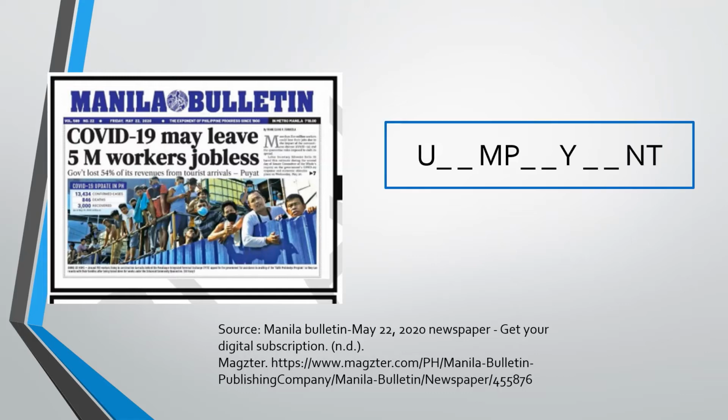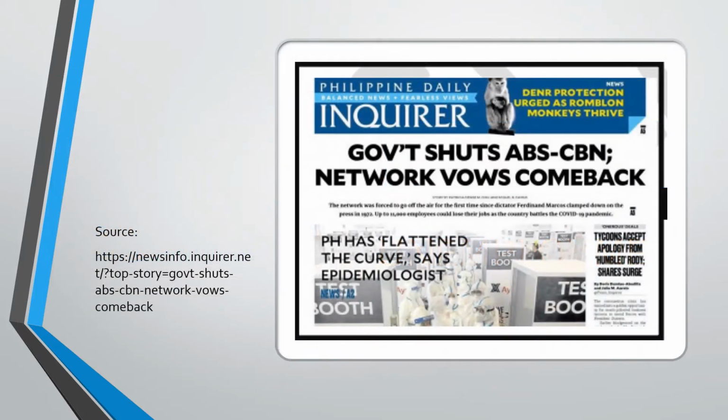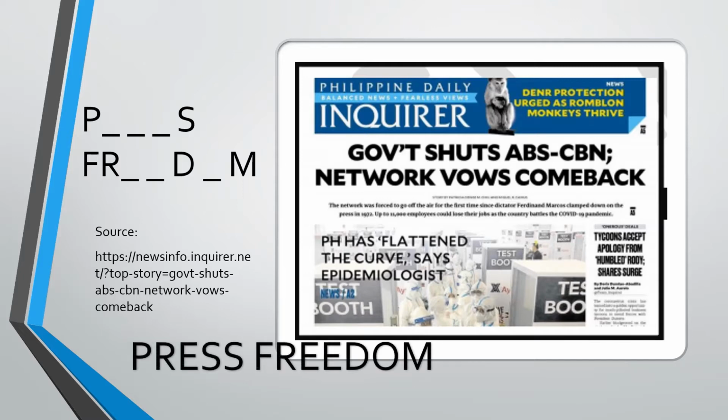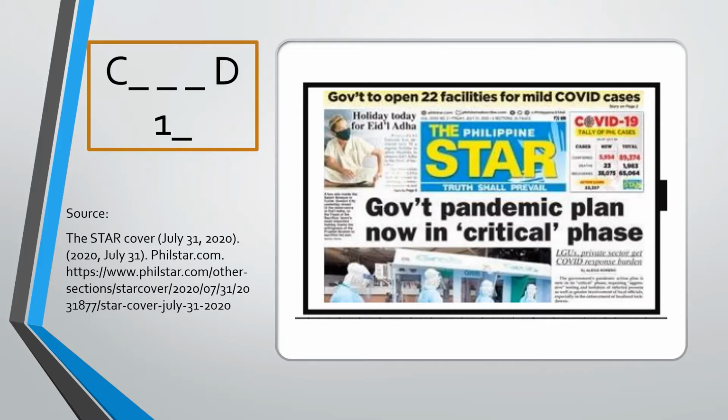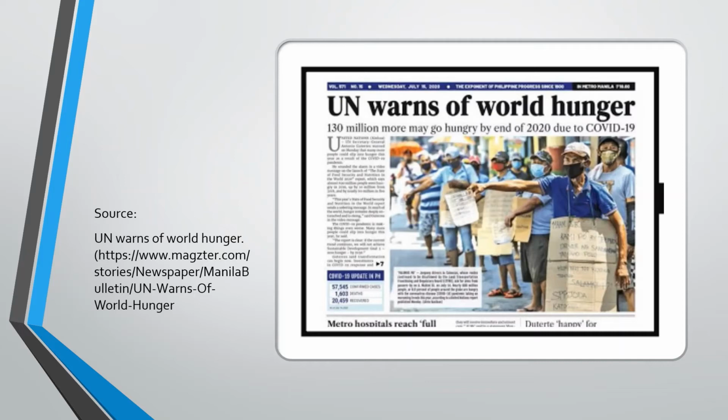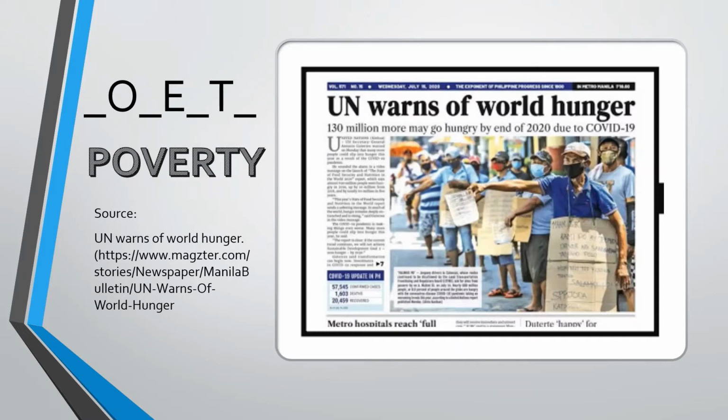The first one, what do you think is the issue? You're right, it's unemployment. The second one, based on the headline Government Shuts ABS-CBN, Network Vows Comeback, what do you think is the answer? Very good, it's press freedom. Third, the headline is Government Pandemic Plan Now in Critical Phase. So, what do you think is the answer? Correct, it's COVID-19. Finally, UN warns of world hunger. We would be talking about the issue of, you're correct, it's poverty.